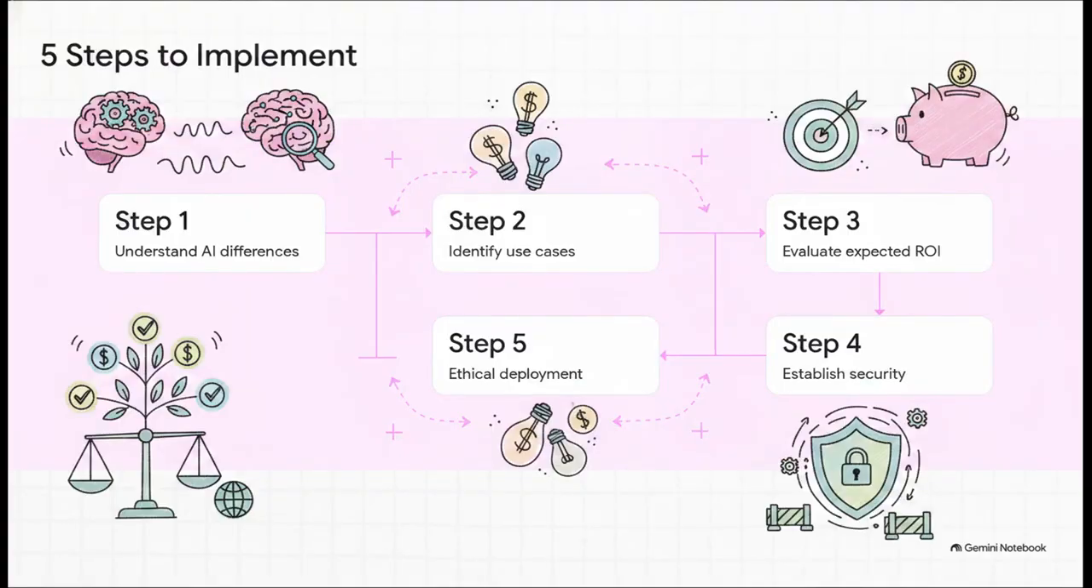Okay, let's tie it all together in Section 5, the implementation roadmap. The guide lays out 5 foundational steps to help us move from theory to reality. Step 1, thoroughly understand the AI differences we just talked about. Step 2, identify your specific business use cases. Step 3, ruthlessly evaluate your expected ROI. Step 4, establish those security and compliance guardrails. And Step 5, ensure ethical deployment right from day one.